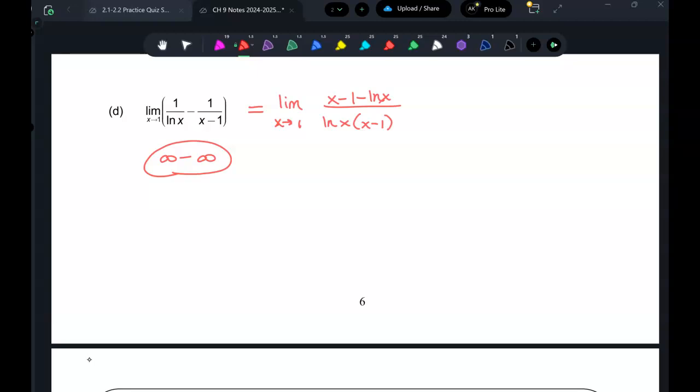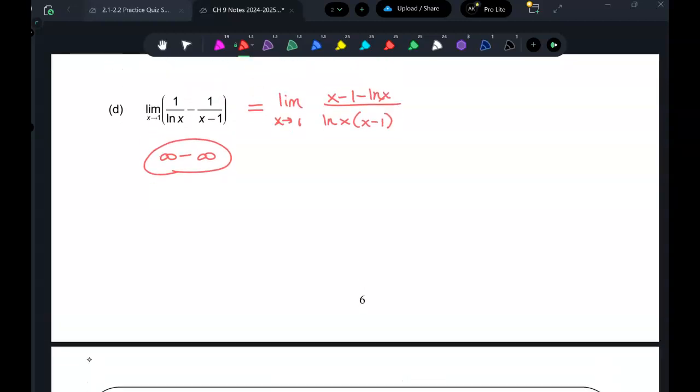I got 0 over 0 times 0, so I think that's like 0. No, it's approaching 1, but what is ln of 1 times 1 minus 1? 0 times 0. Wait, can you just change the ln to negative ln of x? I thought that would be easier. Okay, what format is this one in? This one is in the format of 0 over 0.